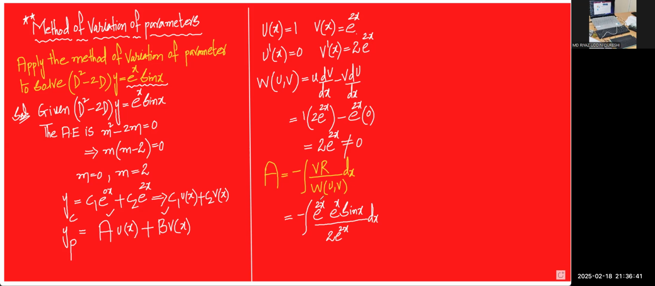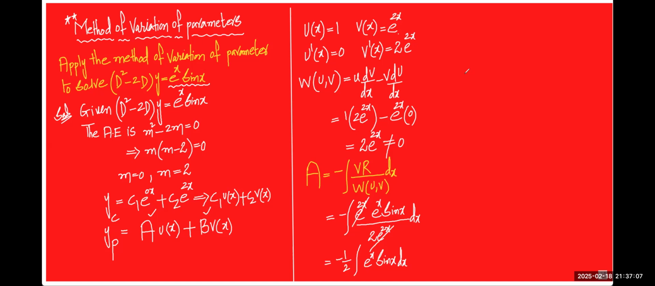Look at that, e power 2x, e power 2x cancel. Taking this 1 by 2 outside, we are left with e power x sin x dx. So we have to integrate this one, but I'll show you the formula. There is a formula available here, a shortcut formula. We need not worry about it.